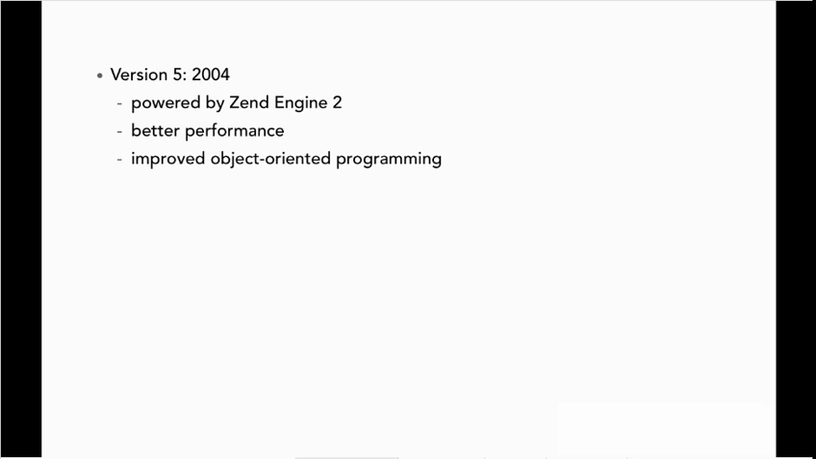Finally, we have version 5 of PHP, which came out in July of 2004, which is based on another new and improved version of the Zend engine. PHP 5 includes a lot of new features, such as better performance, improved object-oriented programming, and some better database connectivity. Within each of those 5 major versions, there are also many minor versions. At the moment, PHP 5.4 is the most current version.